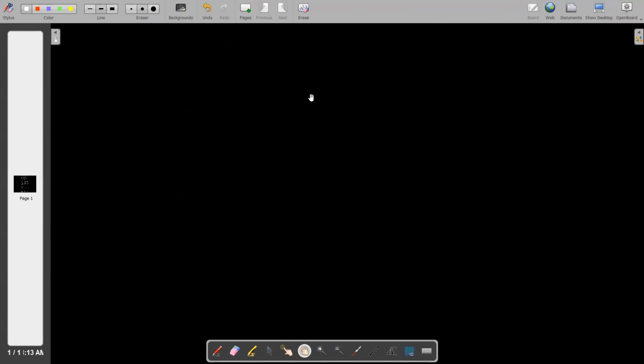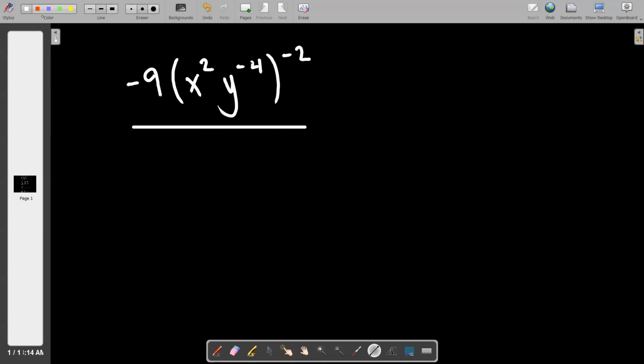This will be round 6. I have negative 9 times the quantity of x squared, y to the negative 4th. So we've introduced now multiple variables. But if we follow the steps, we're going to be just fine. All over 6x to the 5th.